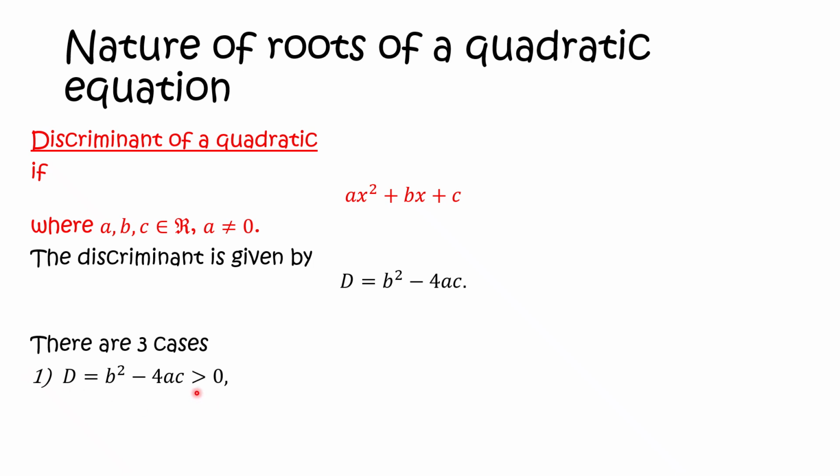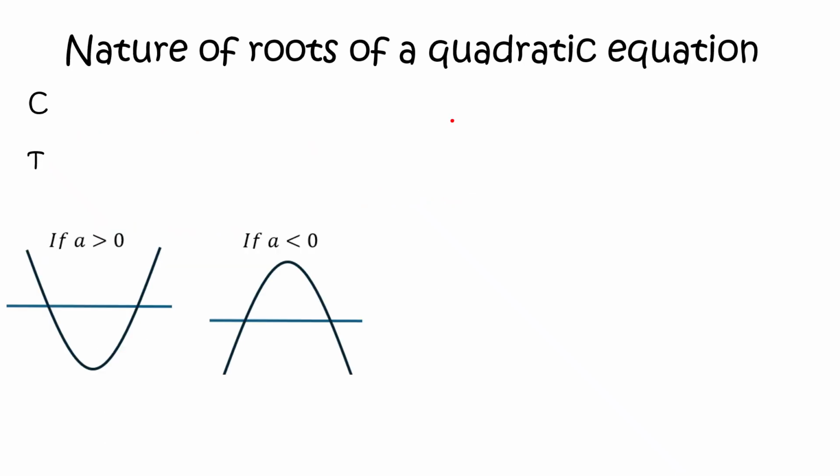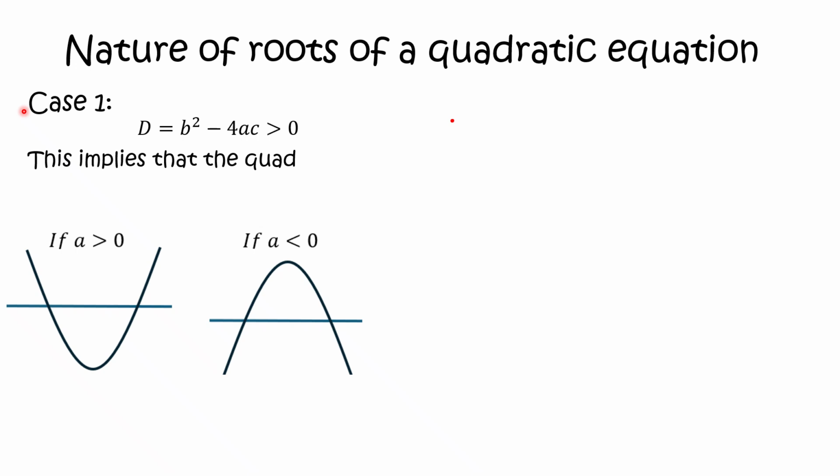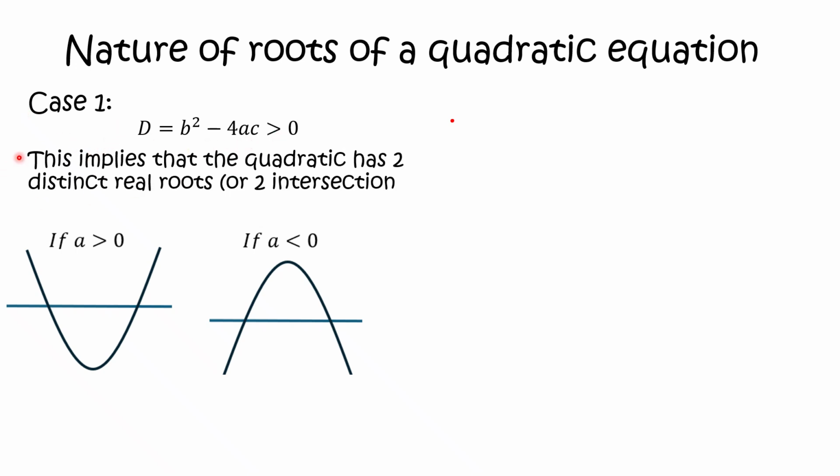Then there are three possible outcomes of the discriminant. 1. It may be greater than 0. 2. Equal to 0. 3. Less than 0, and all these cases have implications. Let's look at case 1 now, where the discriminant is greater than 0. This implies that the quadratic has two distinct real roots or two intersection points.